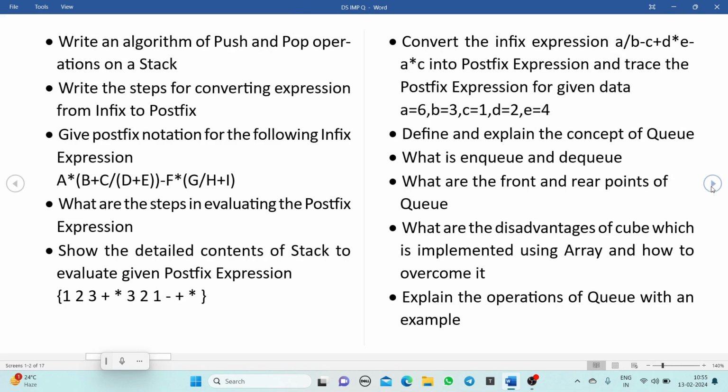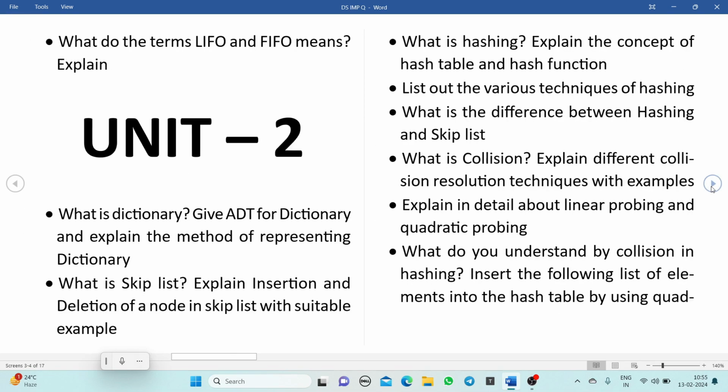So the first unit is one of the easiest chapters among all the others. So prepare the first unit perfectly. And then unit 2, from the unit we are having topics: what is a dictionary, give ADT for dictionary and explain the method of representing a dictionary. And what is a skip list, explain insertion and deletion of a node in skip list with suitable example.